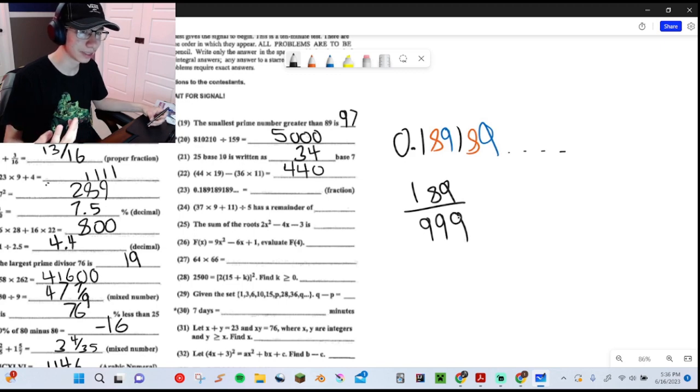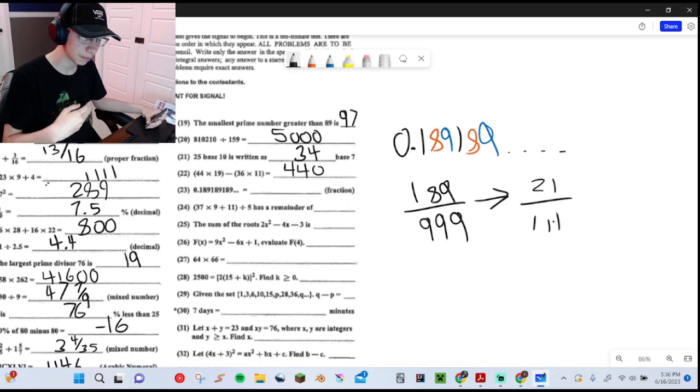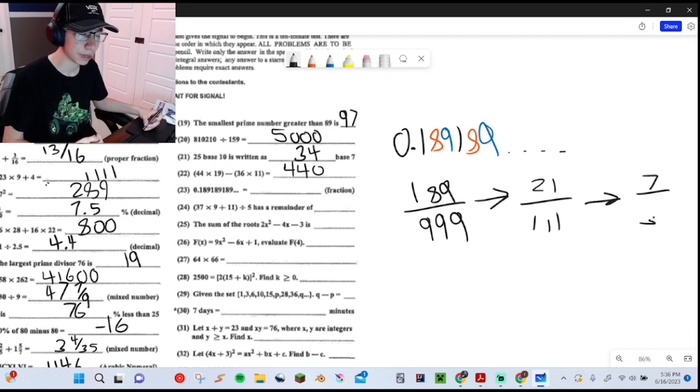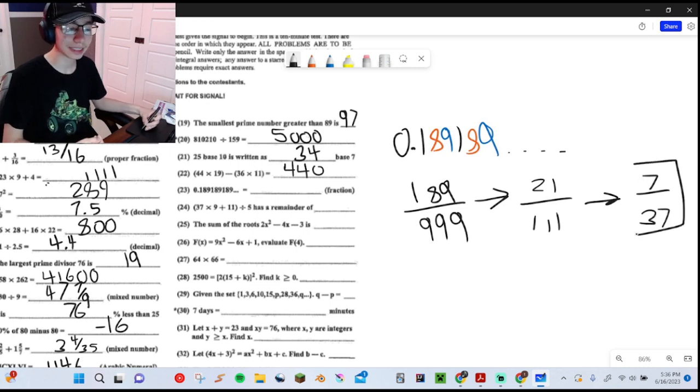That's the answer. But we gotta simplify this fraction first. Both the top and denominator have a factor of 9, so we gotta divide by 9 on the top and bottom. 21 over 111. We're still not done. Both of these have a factor of 3, so I divide again, top and bottom. 7 over 37. That is our answer.